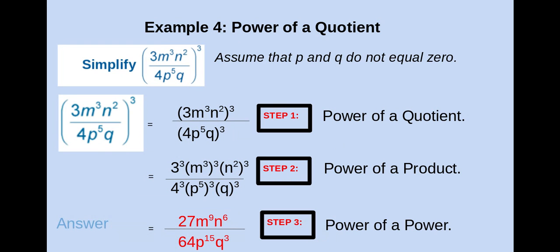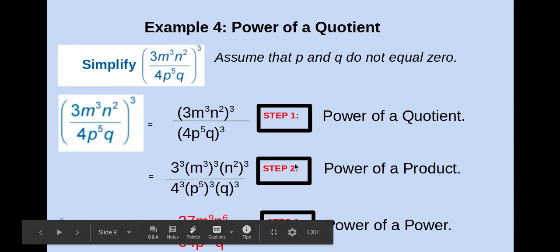Now for our next example for power of a quotient, I wrote out some steps again, and here's our equation. 3m to the third, n to the second, divided by 4p to the fifth, q, and that's all raised to the third power again. Now, we're going to assume that p and q do not equal 0, because as I said before, if anything in the denominator equals 0, the whole expression will be undefined, and you can't simplify an undefined expression.